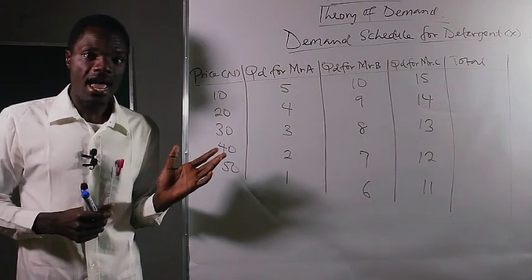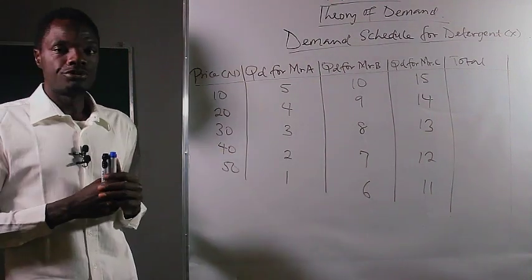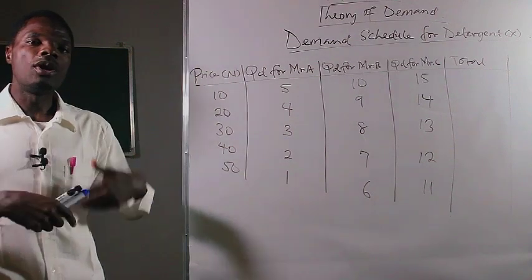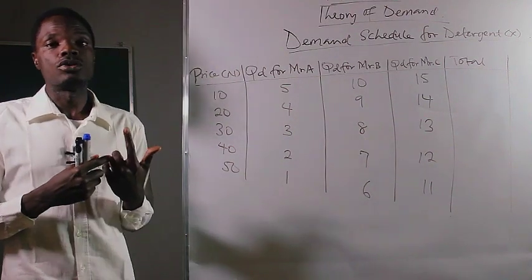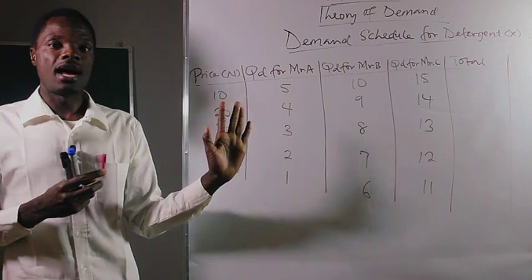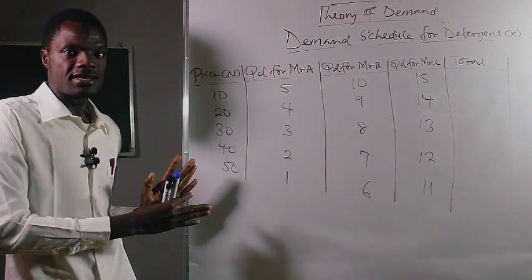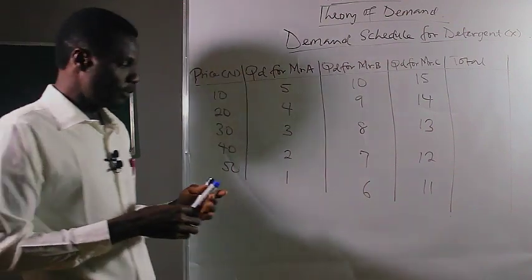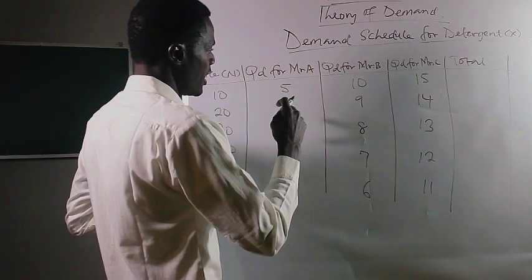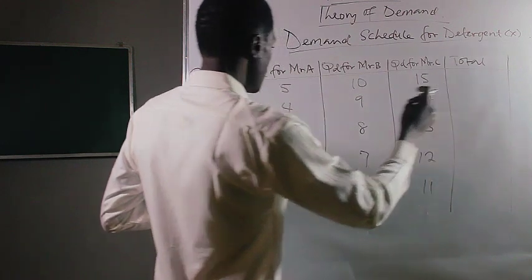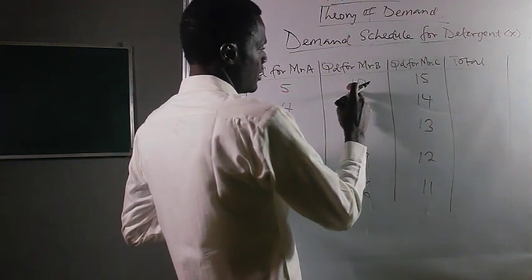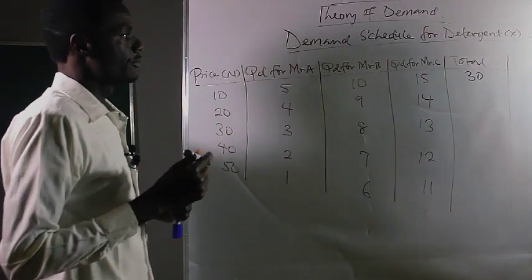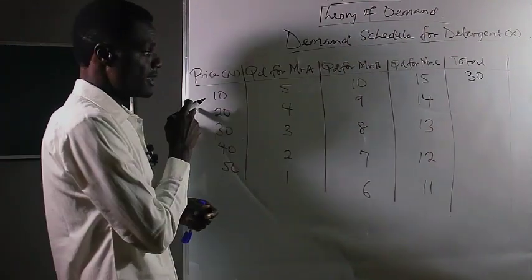11. So the reason why I have presented this demand schedule for detergent is to make you understand that it is not only one single individual that is buying the good, but of course we can add them together and present it in such a way that as if there is only one individual buying the good. For example, now let us take the total of the quantity demanded for the three individuals. Now we have 5 here plus 10 plus 15. We have 30 units of detergent demanded when the price is 10 naira.